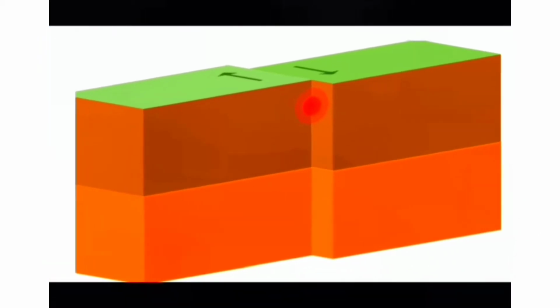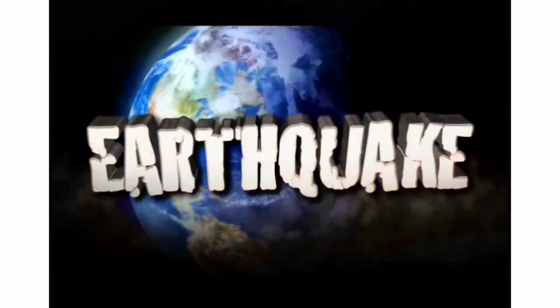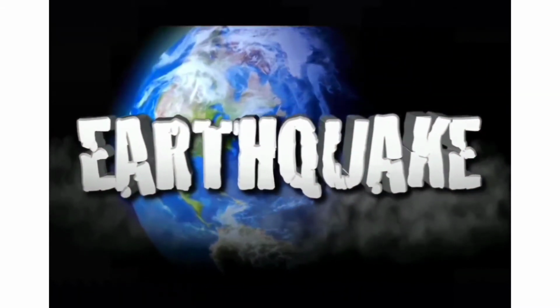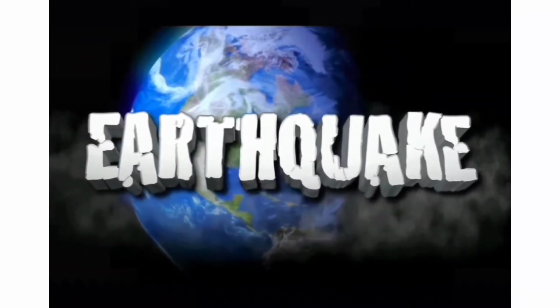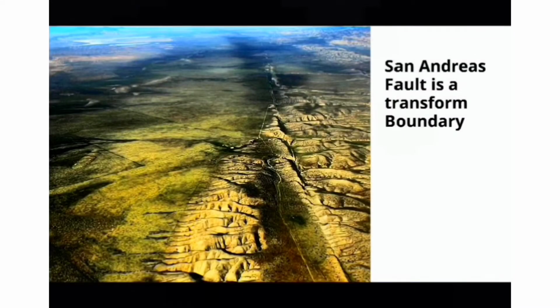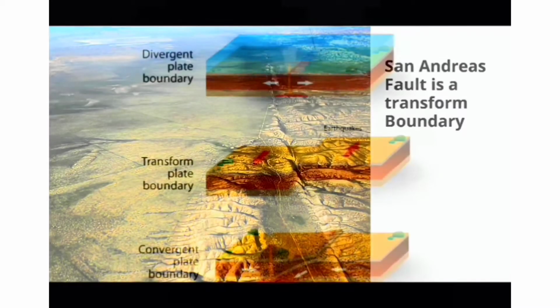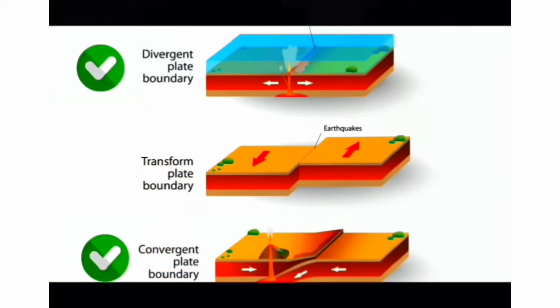Transform boundaries occur when two plates move past each other horizontally. When the plates move next to each other, they do not go along smoothly. Instead, they get stuck and then suddenly move. This sudden movement crushes the rock, and this can be felt as earthquakes. Unlike other types of boundaries, transform boundaries generally do not produce magma. The San Andreas Fault in California is a major transform boundary. So there we go with the three types of plate boundaries: convergent, divergent, and transform.